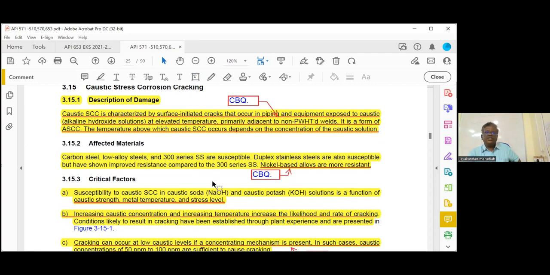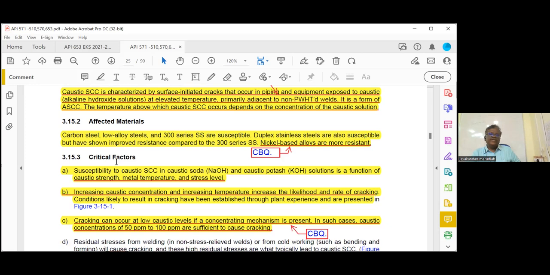Affected materials: carbon steel, low alloy steel and 300 series are susceptible. Duplex stainless steels are also susceptible. Nickel based alloys are more resistant. That is important. Nickel based alloys are more resistant, still it can happen. More resistant means it will not be affected easily. Low alloy steel will be affected. 400 series are also affected. Only nickel based alloys are more resistant. We will see the question bank.